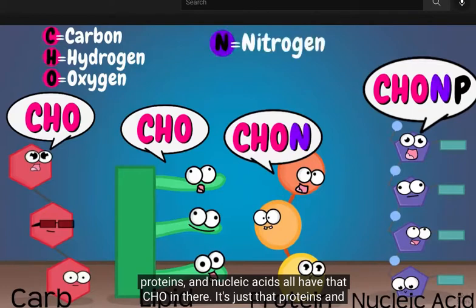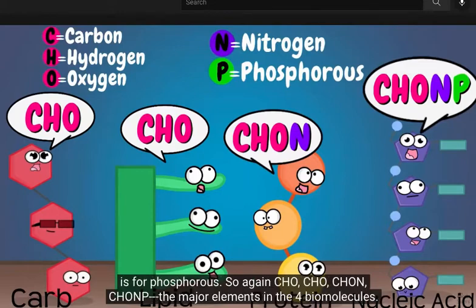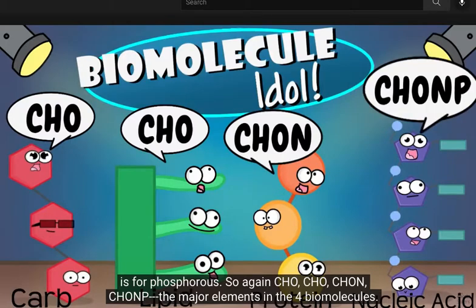It's just that proteins and nucleic acids also have an N, which is nitrogen. And nucleic acids additionally have a P, which is for phosphorus. So again, CHO, CHO, CHON, CHOMP, the major elements in the 4 biomolecules.